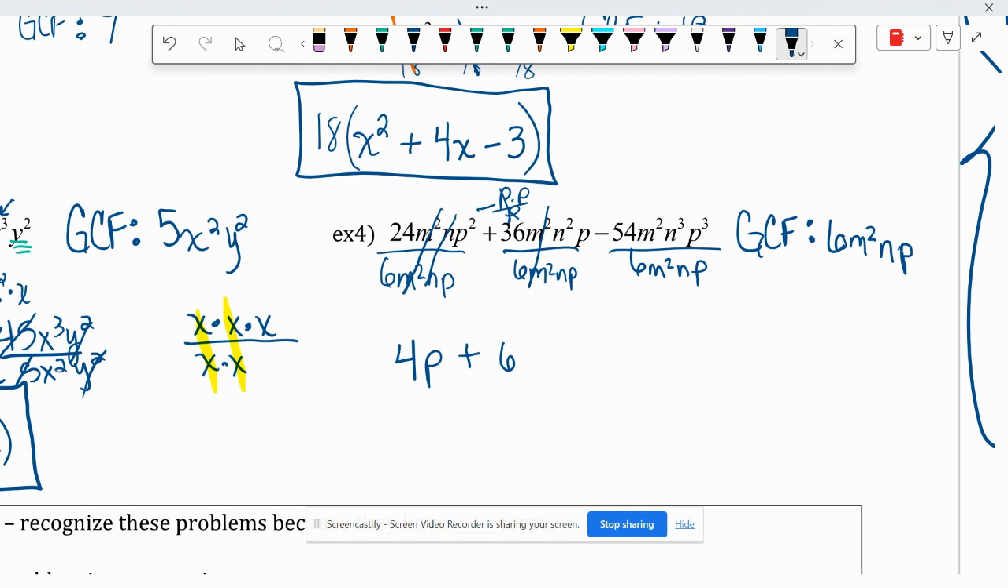What is n squared divided by n? N. And the p's cancel out.